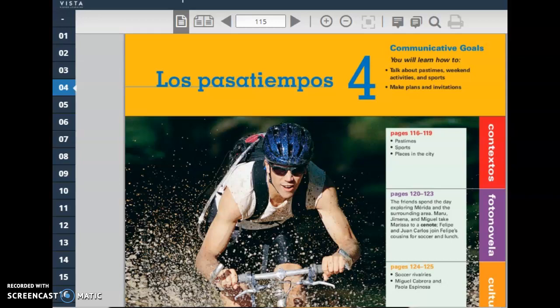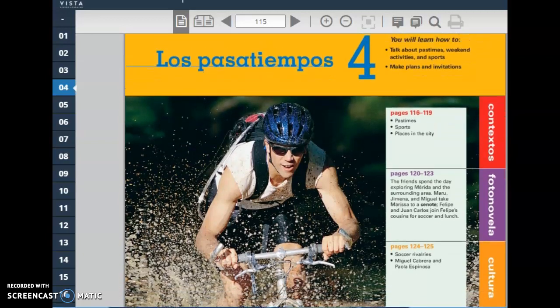Estudiantes, este es el repaso de la lección número 4. Lesson number 4 is about pasatiempos. Pasatiempos means hobbies or things that you do on your free time. So we're going to focus on pastimes, the weekend activities, sports, and making plans and invitations.